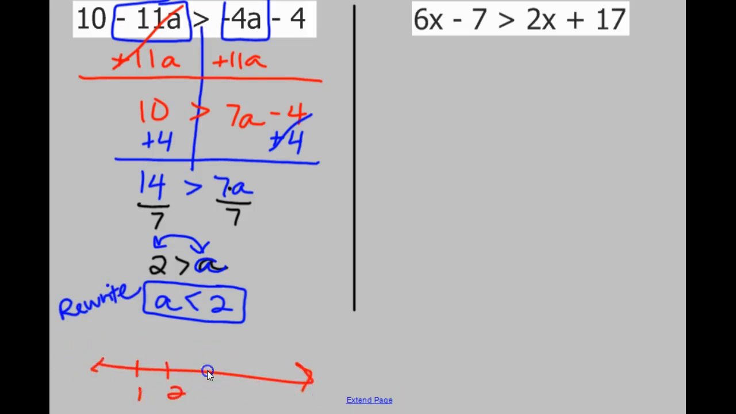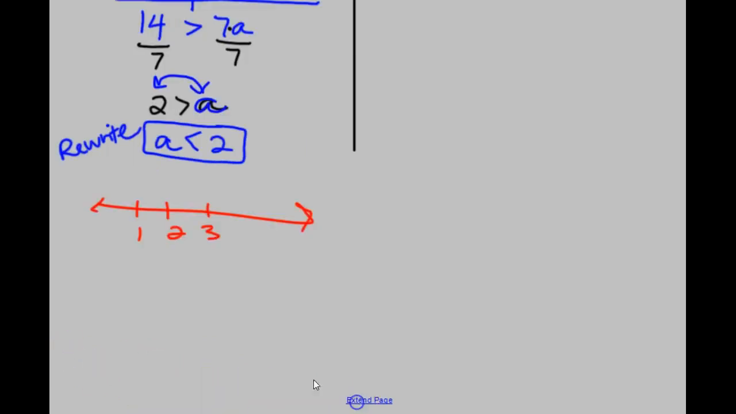2, so 1, 2, 3. And this one is an open circle, because there's no equal to. And then less than 2, like an L, less than, because we flipped it. Less than would be like 1 to the left.